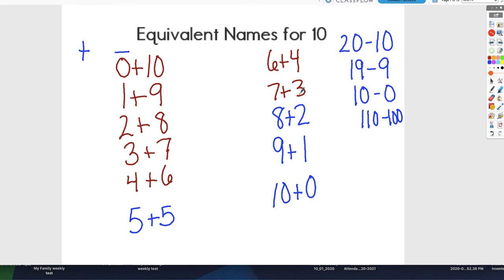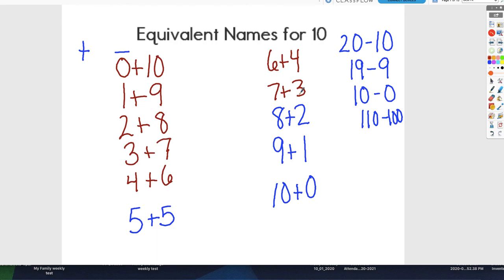Does any of that look familiar? Have you ever seen them before? Thumbs up if you've seen those before. Fantastic. I should see all thumbs up because I actually checked with the first grade teachers. And I know y'all did this in first grade. So I know you've seen it before, but I want you to notice a pattern.